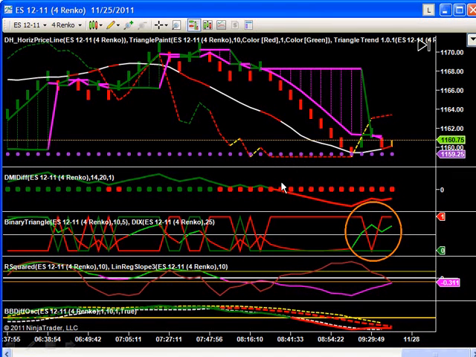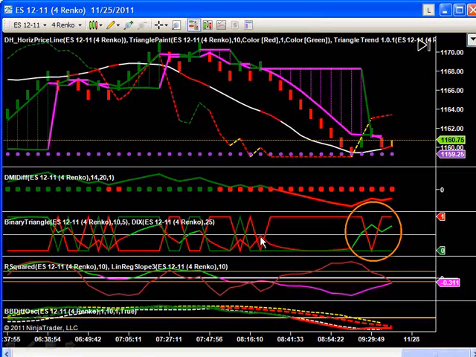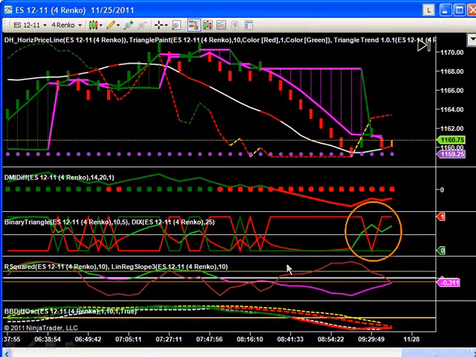The DMI differential was red and crossing below its red dots right here. The binary triangle had formed here. Linear regression: the DIX should form right before the binary triangle forms, and it turns red right in here and moves down here. And you've got this cross of the R-squared and linear regression slope right here, and then the Bollinger Band Differential Oscillator is just about to cross its zero line. And you see this not all the time, but quite frequently.